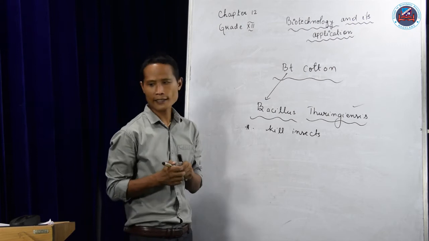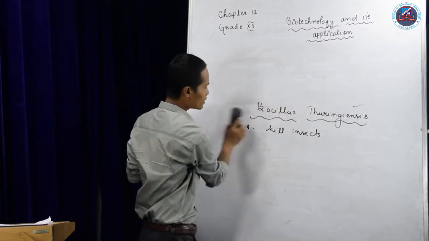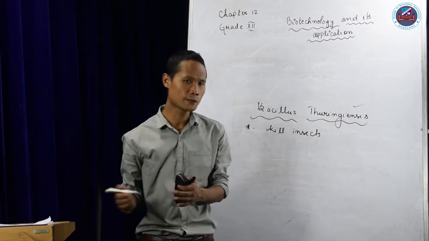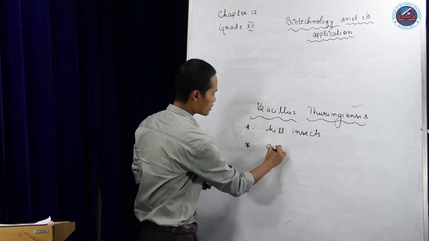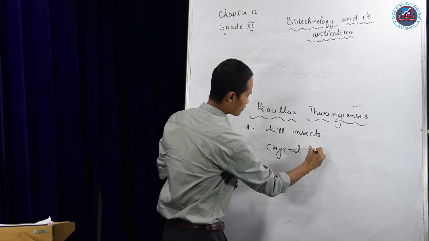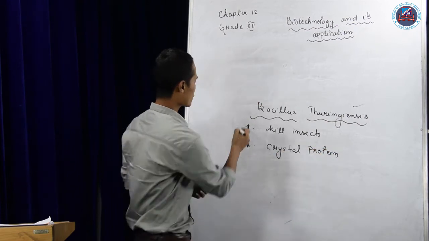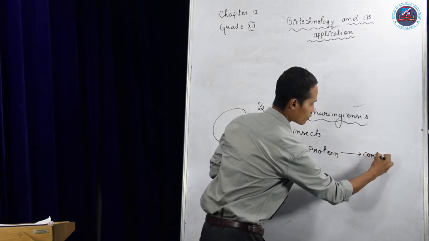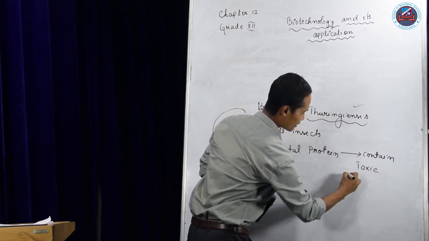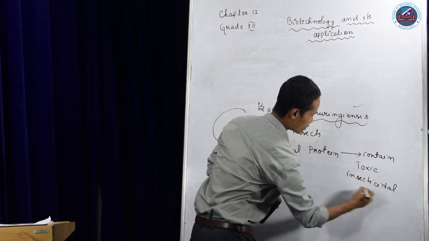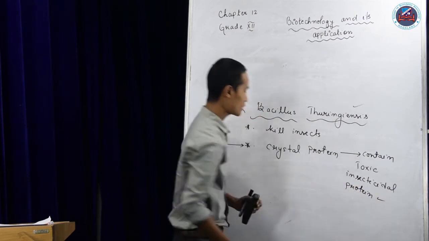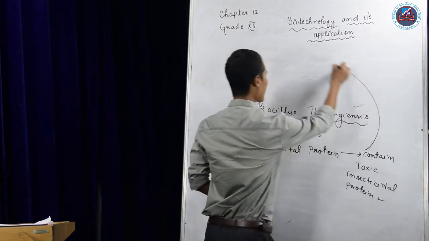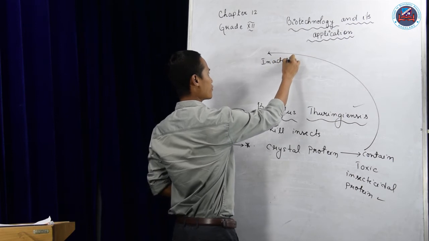Now how can they kill or fight? It is because Bacillus thuringiensis, in a certain phase of its life cycle, produces crystal protein. This crystal protein is produced by Bacillus thuringiensis. Now this crystal protein contains toxic insecticidal protein. So this crystal protein has some toxic insecticidal protein, but it remains in an inactive form. They are not active, but they remain in an inactive form.